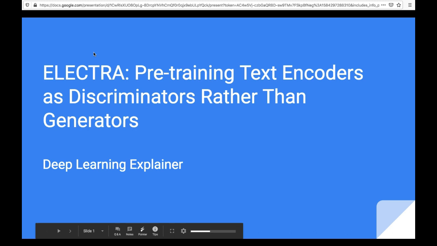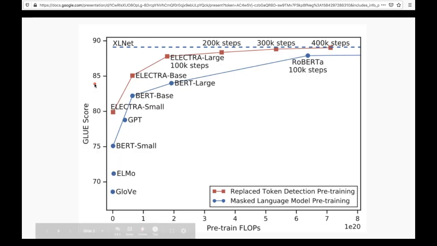And today's topic is ELECTRA, pre-training text encoders as discriminators rather than generators. It's a very creative way to do language modeling, or you can say language model pre-training or self-supervised learning. And what's so good about this paper?